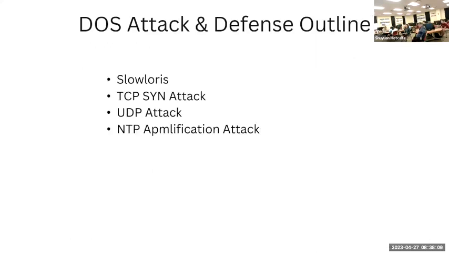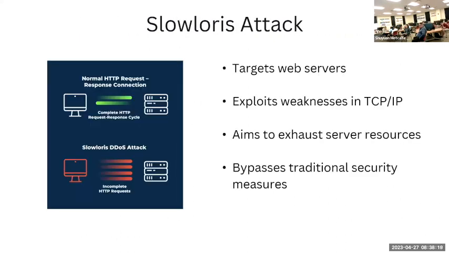These are the types of denial of service attacks we will overview: Slowloris, TCP SYN attack, UDP attack, and NTP amplification. So Slowloris, this is the main attack I focused on. It mostly targets web servers, and it does this by sending and opening TCP connections to a web server, and it makes sure they stay open.